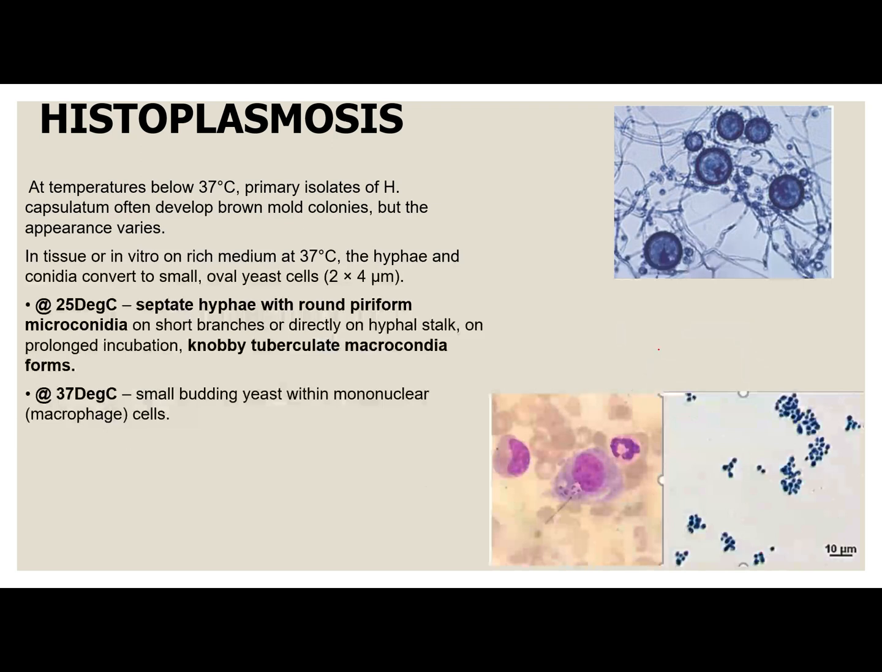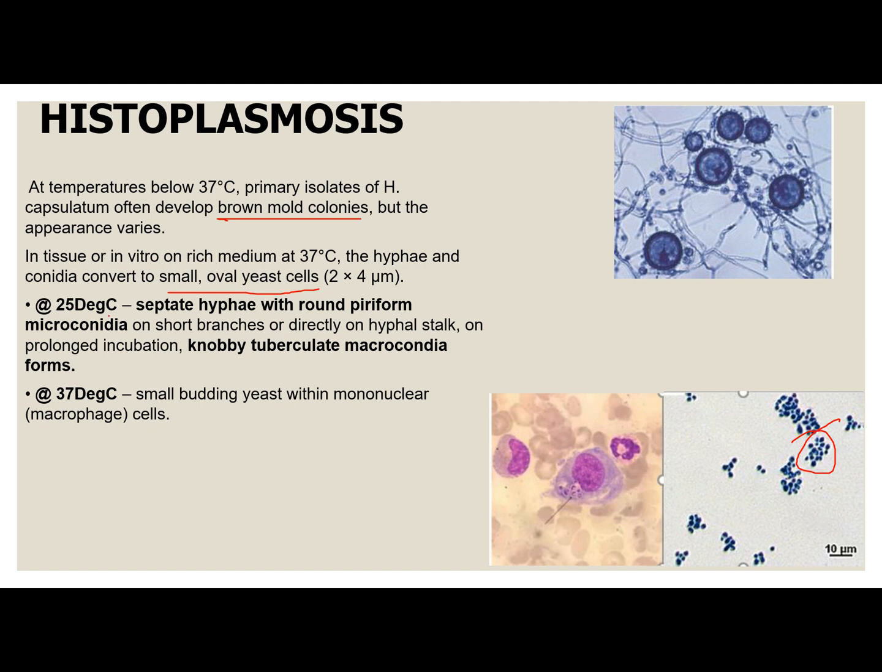Now, at temperature below 37 degrees, primary isolates of Histoplasma capsulatum, class, would often develop brown mold colonies, but the appearance would vary. In tissue or in vitro on rich media at 37 degrees, the hyphae and conidia, class, would convert to small oval yeast cells. So that's their appearance, class. Small oval yeast cells in vitro, or when you say in vitro, you put it in a media. So there's another description, class.